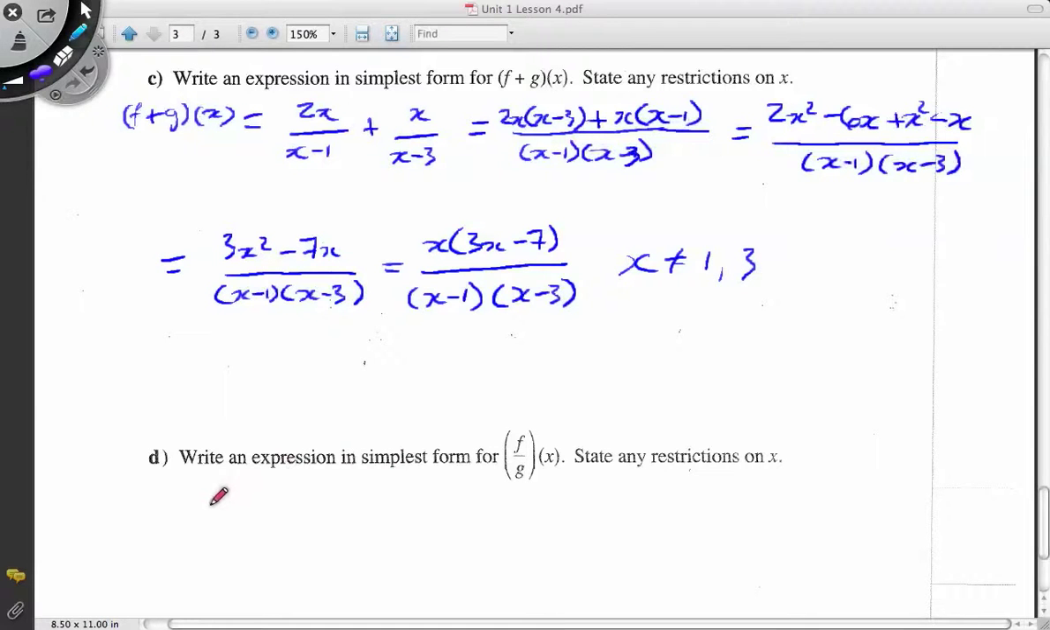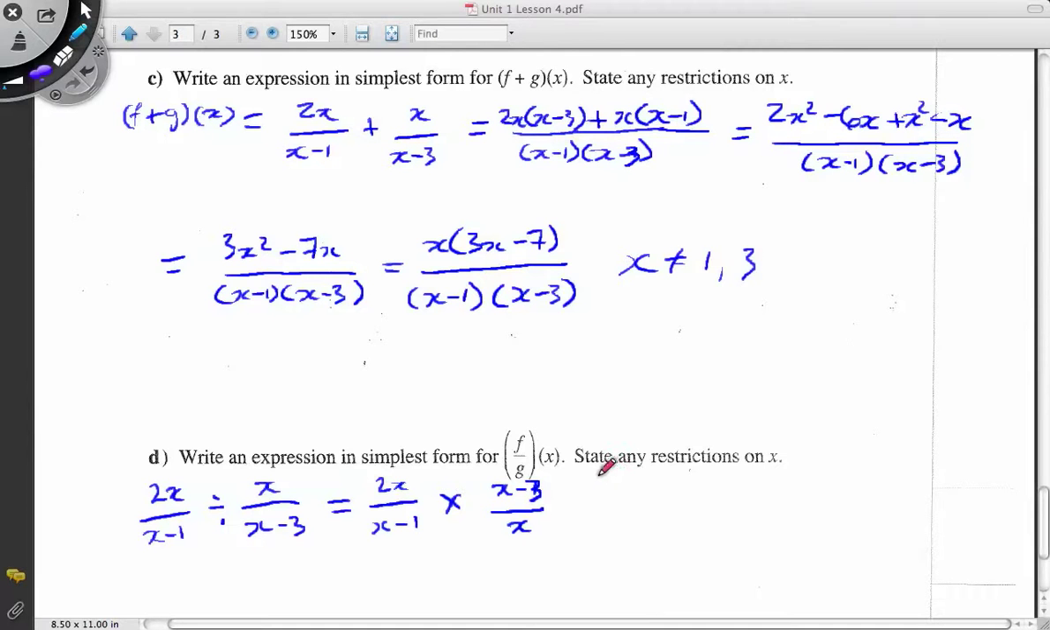Okay, lastly, write an expression for the simplest form of f divided by g of x, and state any restrictions. So it's the two functions. If we've got a division such as 2x over x minus 1 divided by x over x minus 3, since both are fractions, typically when we have a division of two fractions, we flip the second fraction and make it a multiplication. So multiply by x minus 3 over x.